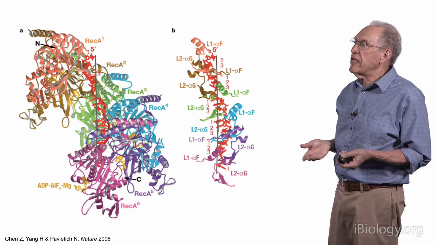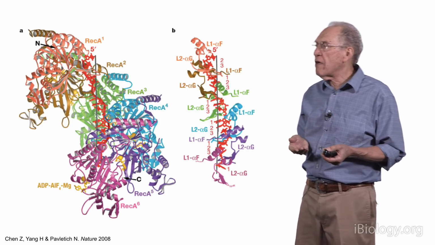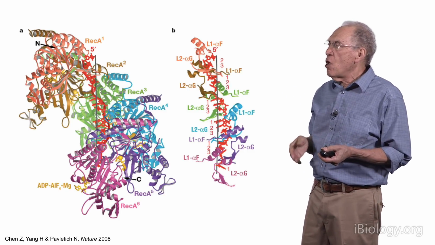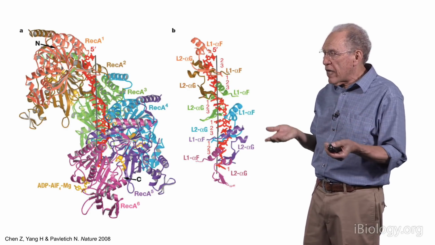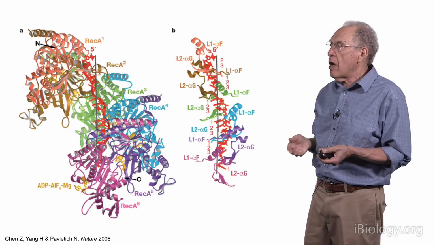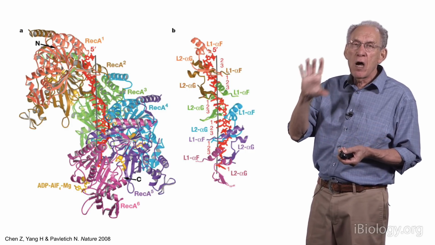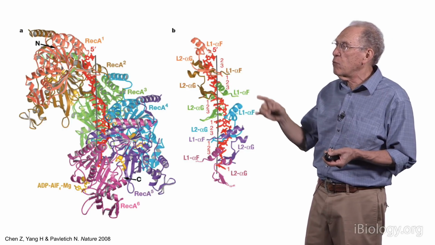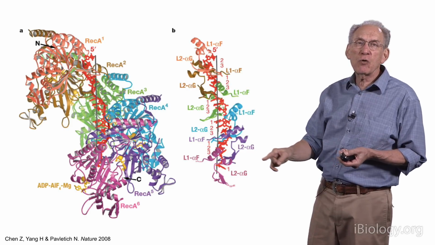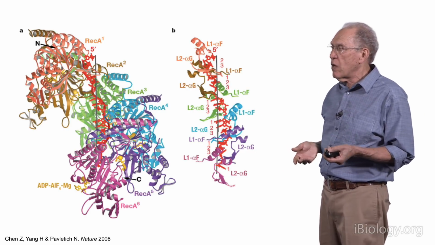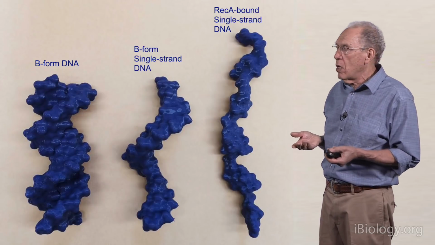A great deal of insight as to exactly how this is happening came from the brilliant crystallographic work of Nikola Pavletich's lab, who figured out a way to crystallize and analyze this RecA protein-bound DNA by hooking up a whole bunch of RecAs together so that it made a uniform object for crystallographic study. And when they did that, then they could trace the contour of the single-strand DNA inside this RecA filament. And what they saw was really quite remarkable.